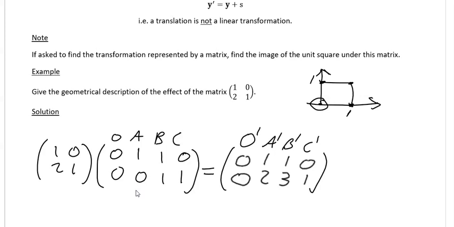So here I've said give the geometrical description of the effect of the matrix 1, 0, 2, 1. So we're applying 1, 0, 2, 1 to all those four points. There they are in column vector form. I've done that out for you and you can see that's what you get. You can do that for yourself just to prove it.